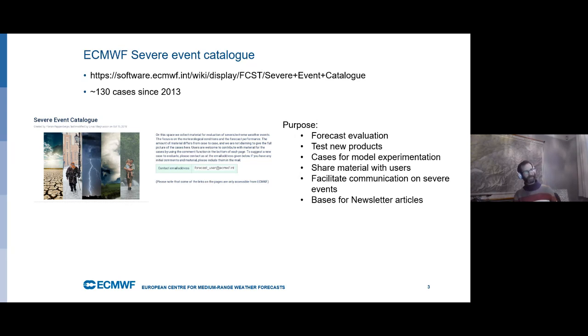So in order to do this work, we have, for a number of years now, run a severe event catalog. And we have about 130 cases over the past 7-8 years. And the purpose for this is to collect material to do forecast evaluation, but also to look into new forecasting products, use them for further model experimentation, and also facilitate the communication on severe events to our users.